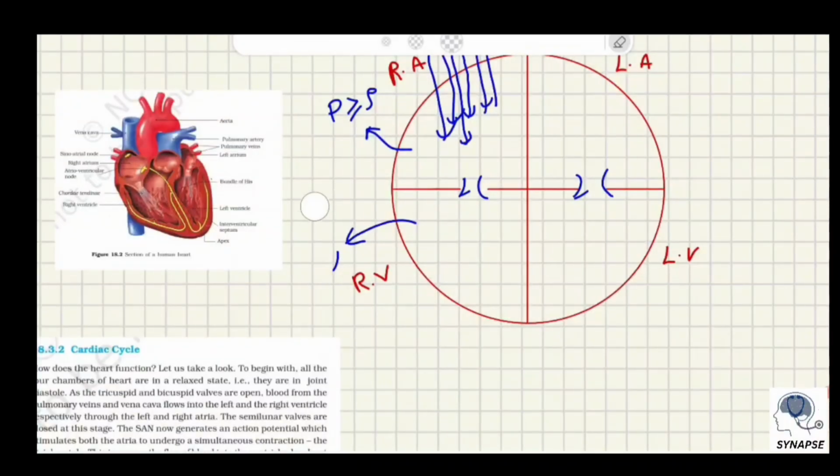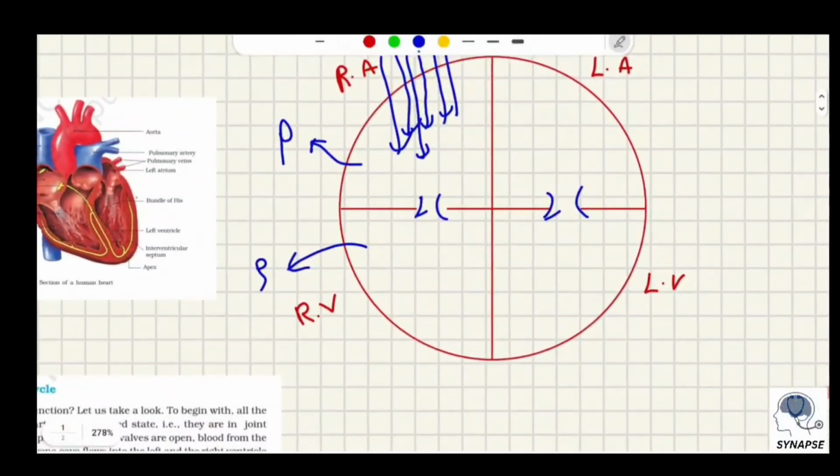So we have two valves here. Let me write P and rho here. This is the tricuspid valve between the right atrium and right ventricle, and between the left atrium and left ventricle we have the bicuspid valve, or the mitral valve. There are three cusps, that's why it is called the tricuspid valve, and two cusps, that's why it is called the bicuspid valve. You can leave it for now, it's not a very important thing.